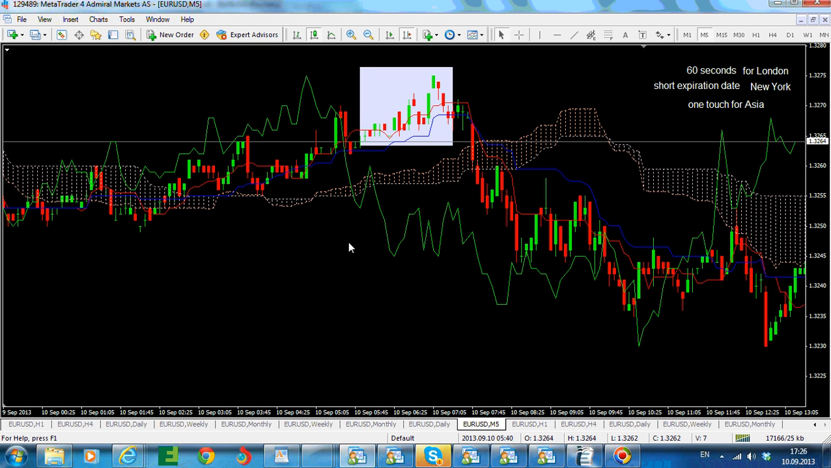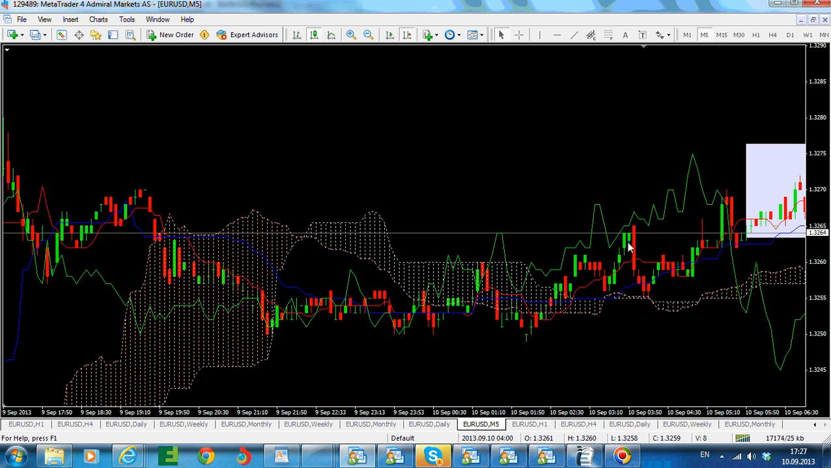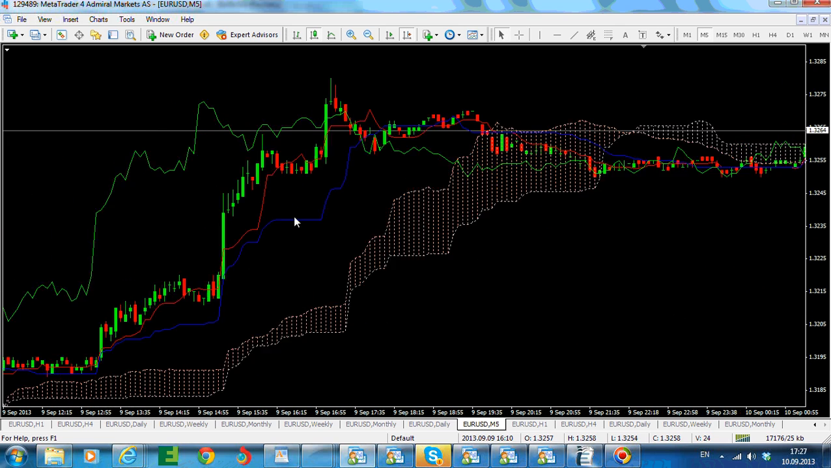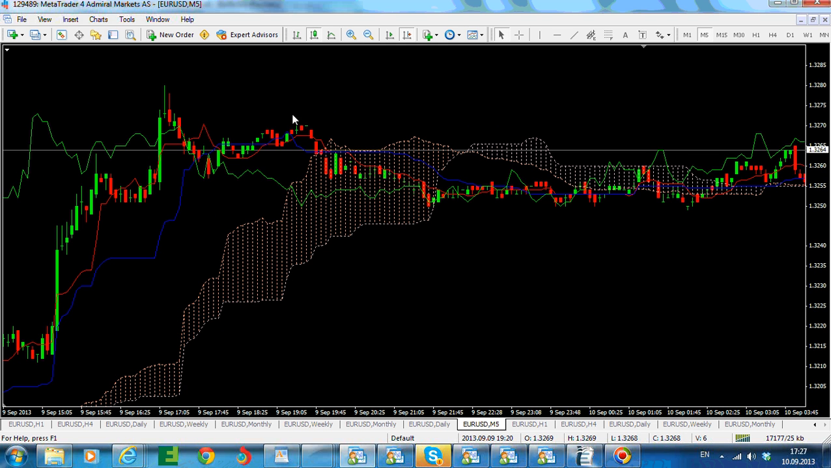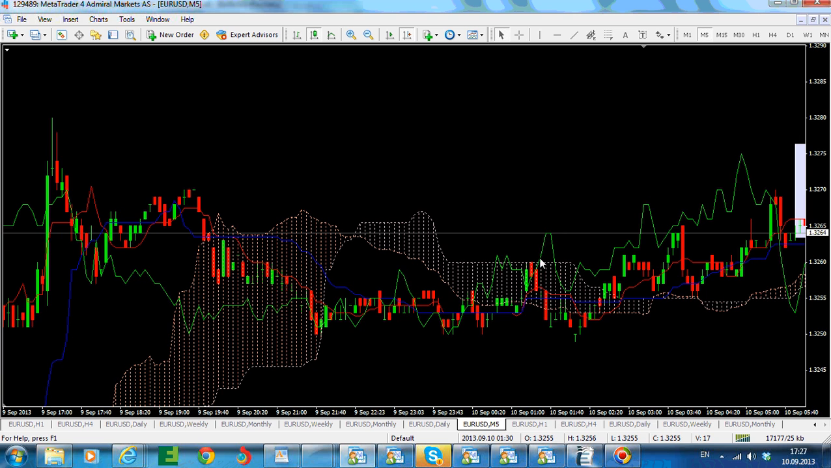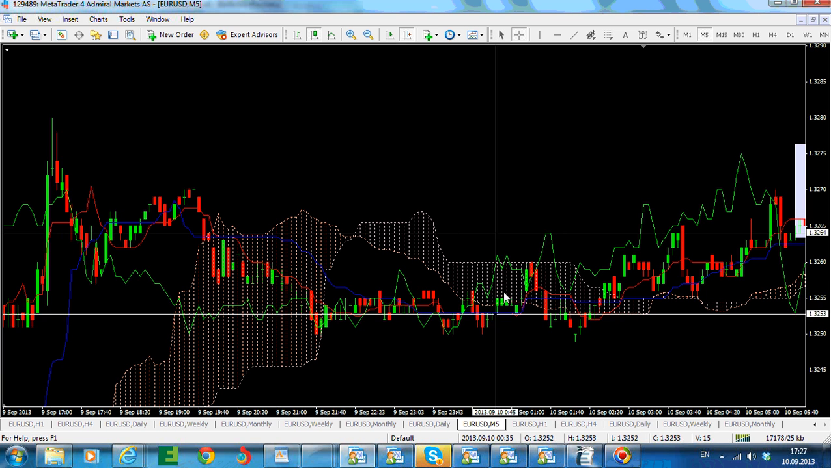Another thing to consider is to look for Chikou to be rejected when testing the top of the cloud in a transitory cycle after a bearish market, or the base of the cloud in a transitory cycle after a bullish market. 60 seconds options and short expiration date options are favored. Now let's try to find a transitory cycle. This is a bullish cycle here. Then the transitory cycle begins here, and there you go. This is our case here.